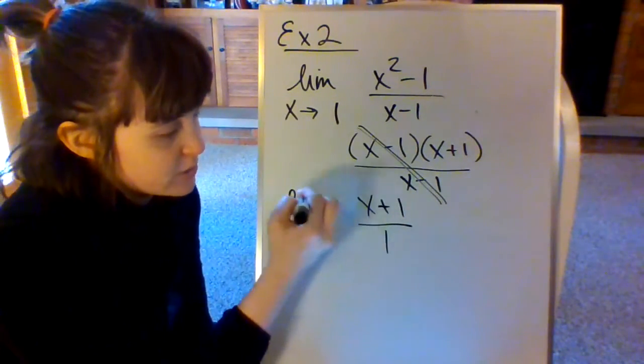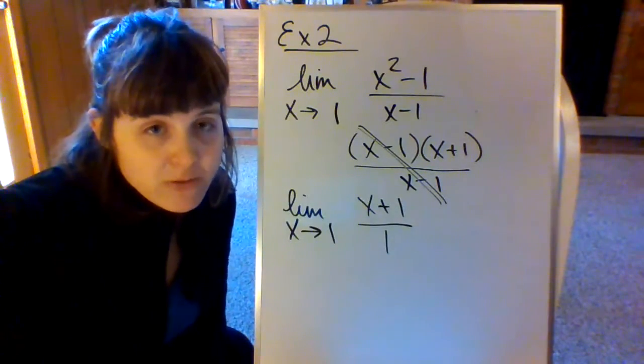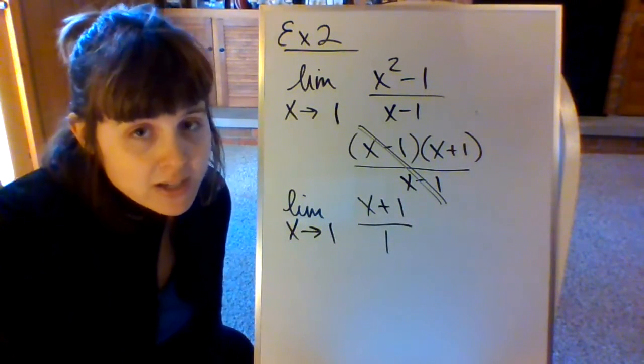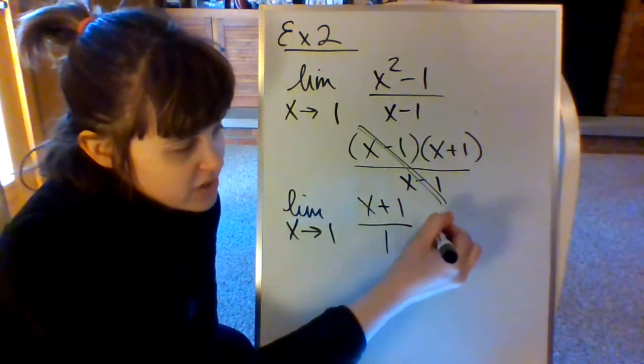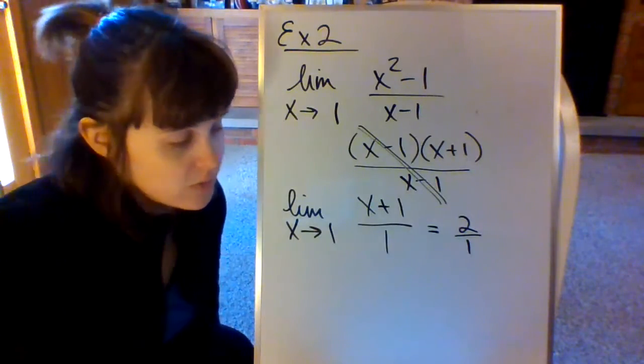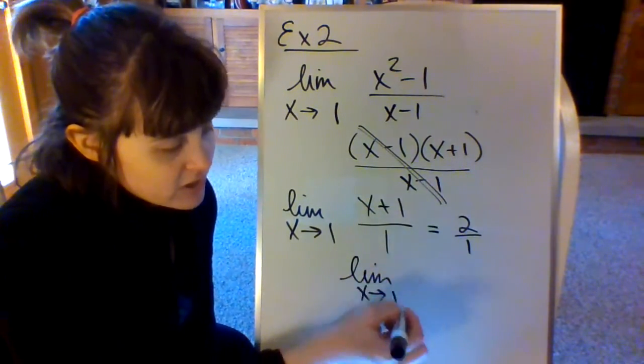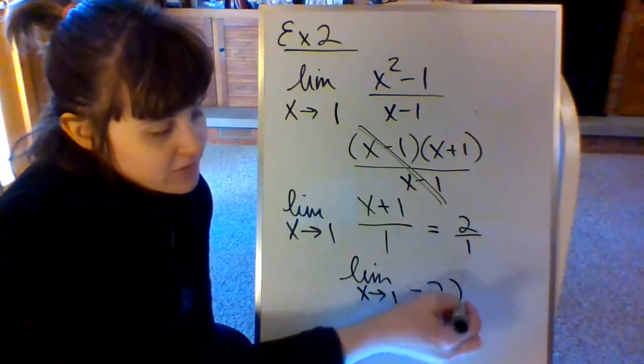So now we're still finding the limit as x approaches 1. But if we plug in 1 for x now, it's not going to be a problem. So 1 plus 1 is 2. 2 divided by 1 is 2. So the limit as x approaches 1 is equal to 2.